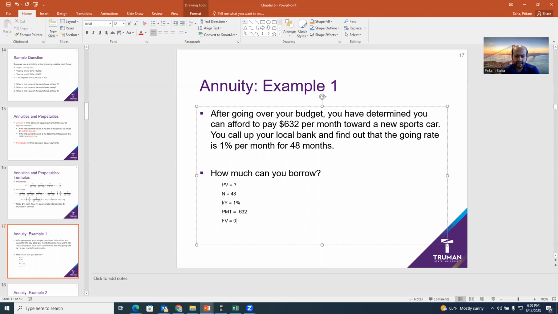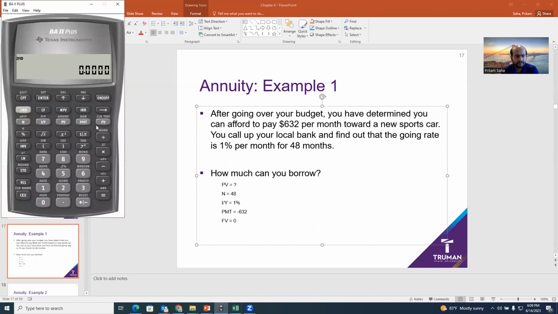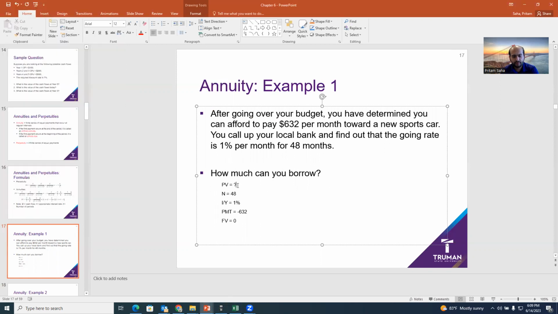Now let's plug in the calculator. First, clear. 48 is N, 1 is I/Y, payment is negative 632, future value 0, compute present value. So 23,999.54. That's the present value. Makes sense.